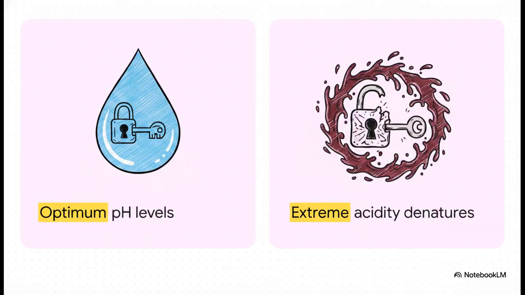And temperature isn't the only threat here. You see a very similar structural warping with extreme pH levels. Comparing optimum pH with extreme acidity or alkalinity, a highly acidic or basic environment will also denature the protein. It fundamentally destroys that specific lock and key geometry. If the pH drops too low or spikes too high, the active site warps, and the whole biological assembly line just grinds to a halt.